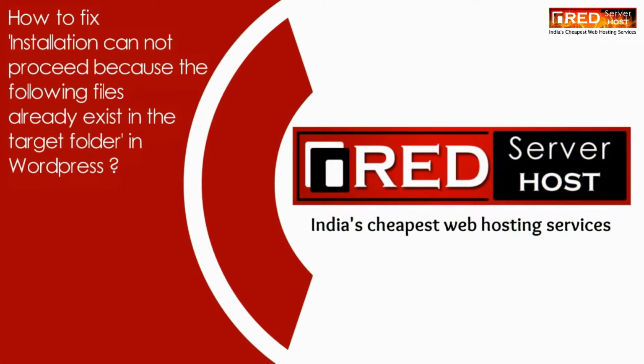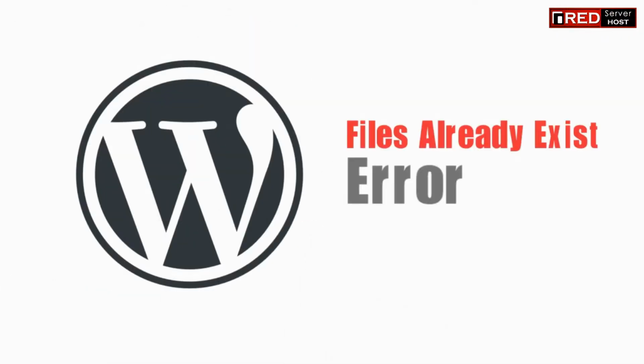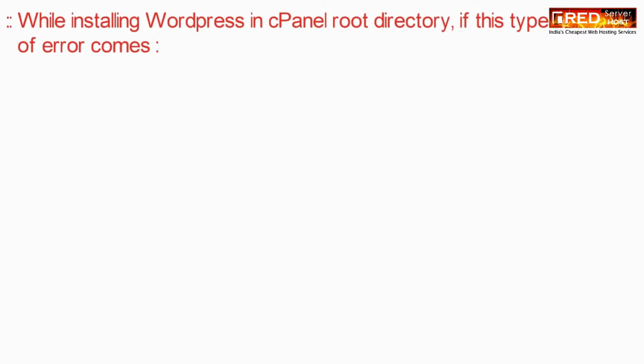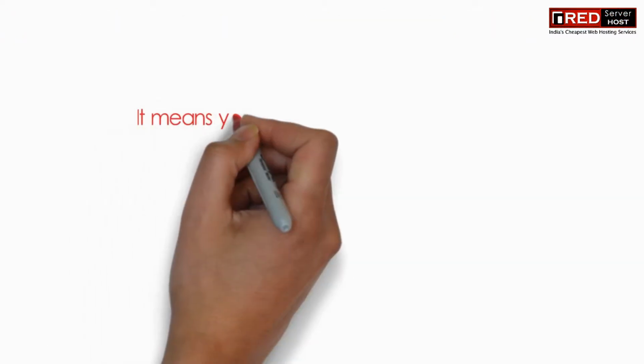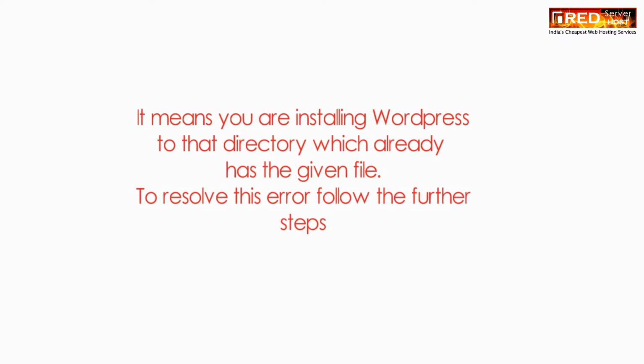Today in this video we will learn how to fix "Installation cannot proceed because the following files already exist in the target folder" in WordPress. While installing WordPress in the cPanel root directory, if this type of error comes, it means that WordPress is already installed in that folder.